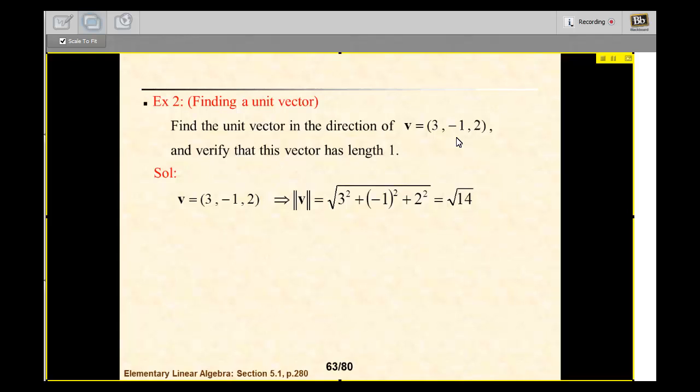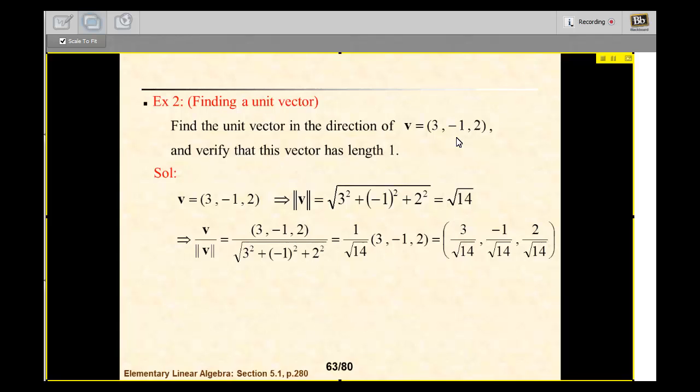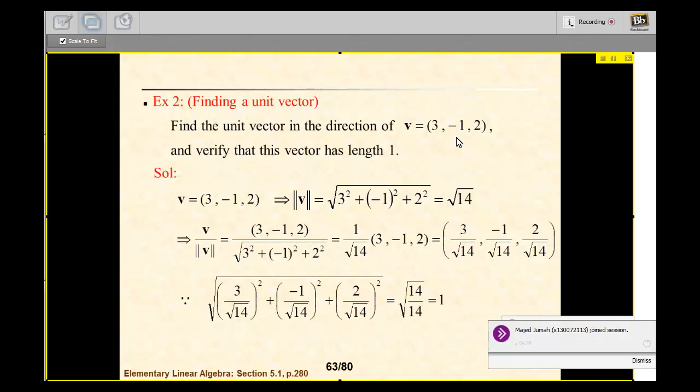So the question says, find the unit vector in the direction of v and verify that this vector has length 1. First of all, the formula of the unit vector is v upon norm v. So first we find the norm of v. Norm v will be equal to the square root of 14. After that, we put the vector v upon norm v. So v upon norm v is equal to (3, minus 1, 2) upon the square root of 14. So we put it in and get this. This is the norm of the vector. And if we take the square root of the sum of squares, we will get 1. It means it is a unit vector.